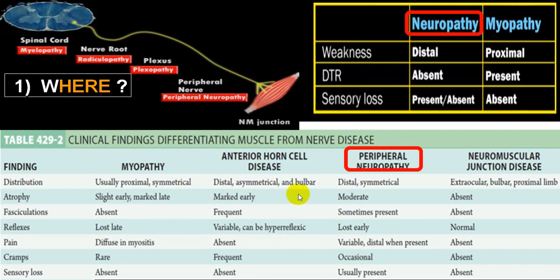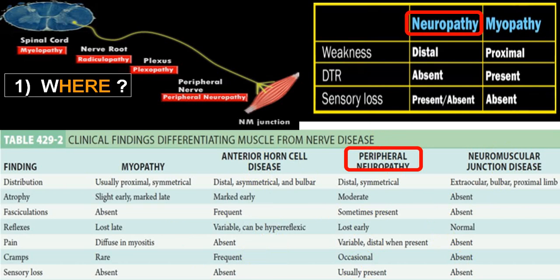As far as sensory loss is concerned, in anterior horn cell it will be absent, in myopathy it will be absent, in neuromuscular junction it will be absent, but in peripheral neuropathy, particularly if it is a mixed nerve or pure sensory, it will be present. And CPK will be elevated in myopathy. In case of neuromuscular junction, it will be normal. Peripheral neuropathy, it will be normal. Anterior horn cell, it will be normal. But in anterior horn cell, when you get severe atrophy, wasting, you might have a slight elevation of CPK. This is a major difference.